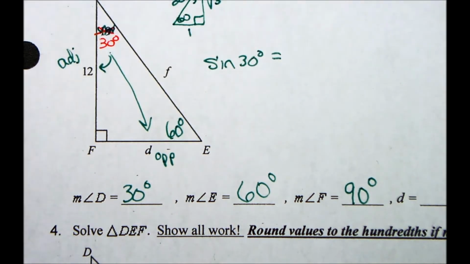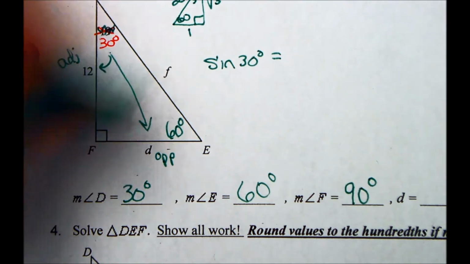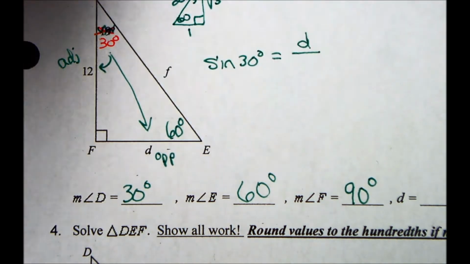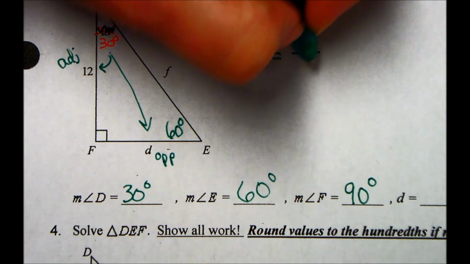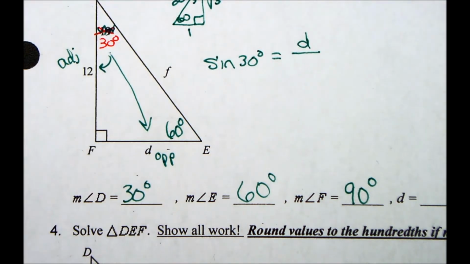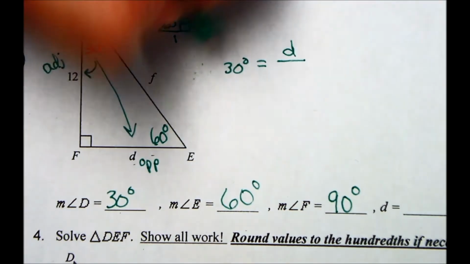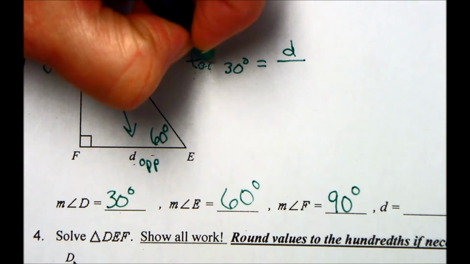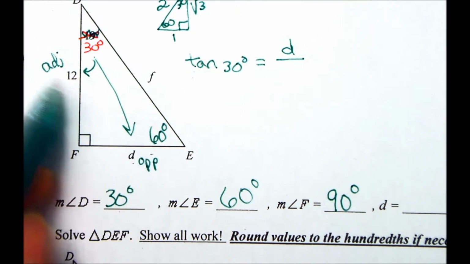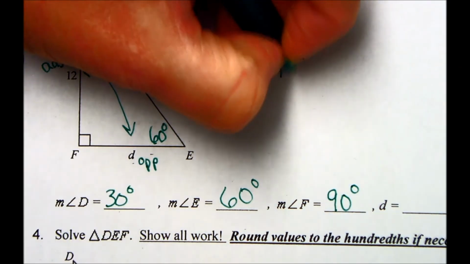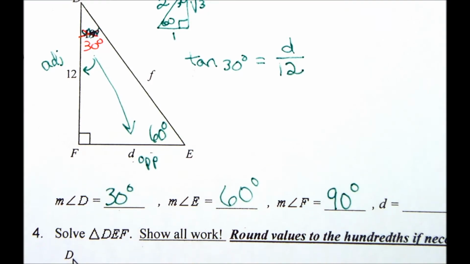equals my opposite, which is D, I'm trying to find, over 12, which is, or wait, no, I hate making mistakes. Opposite over adjacent is tangent, not sine. Okay, so D over 12 is tangent.